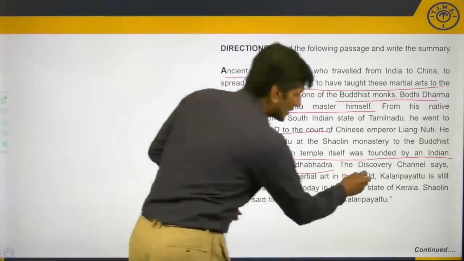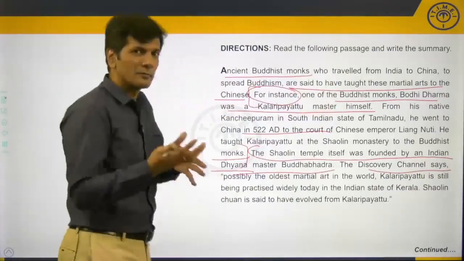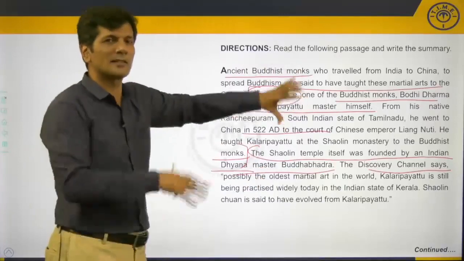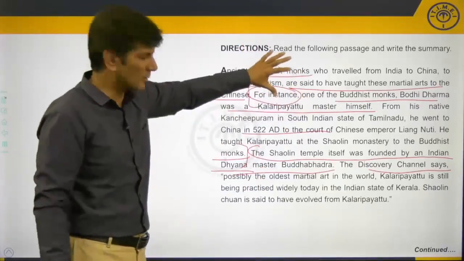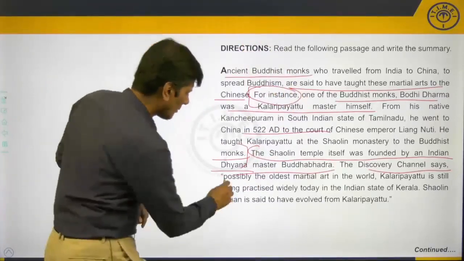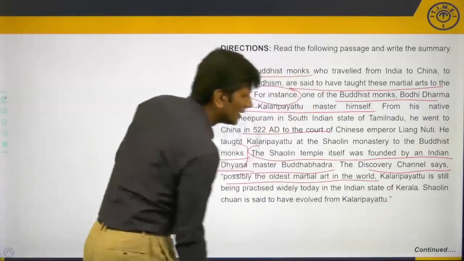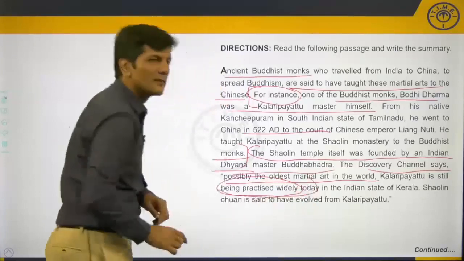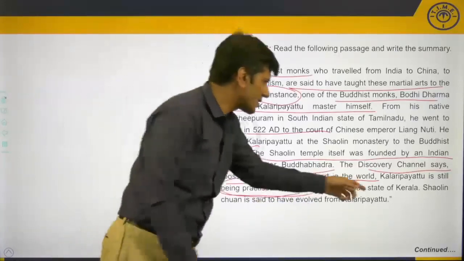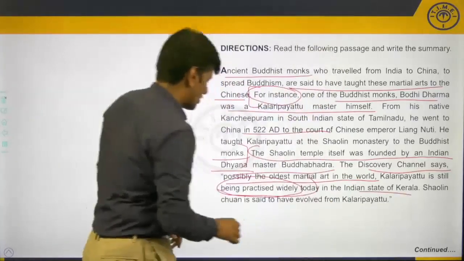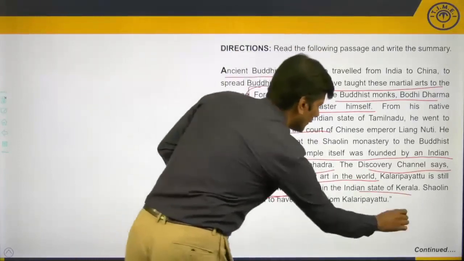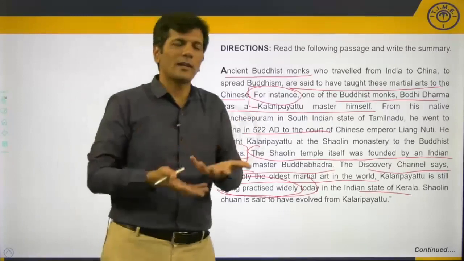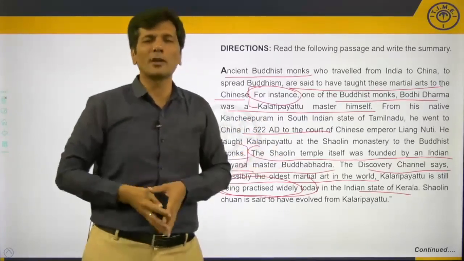The Discovery Channel says, so, a point in support of probably what was spoken about, it's how it spread to the other world. Possibly the oldest martial art in the world, Kalaripayattu is still being practiced widely today. That's a key takeaway. In the Indian state of Kerala, Shaolin Chuan is said to have evolved from Kalaripayattu. So, what is your summary of this particular paragraph?